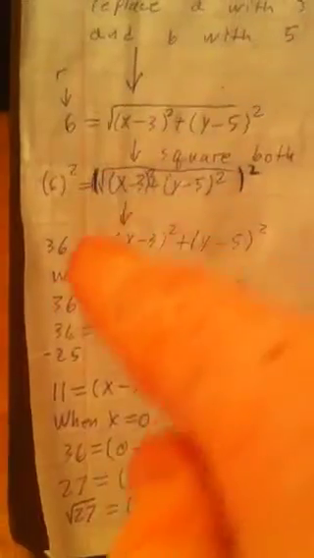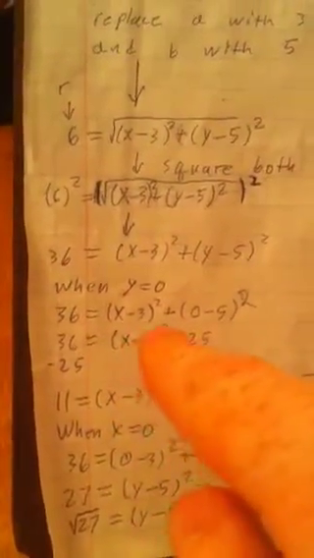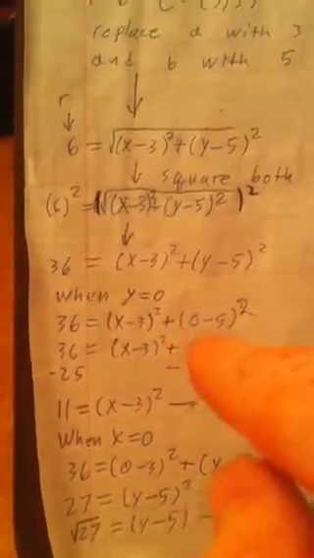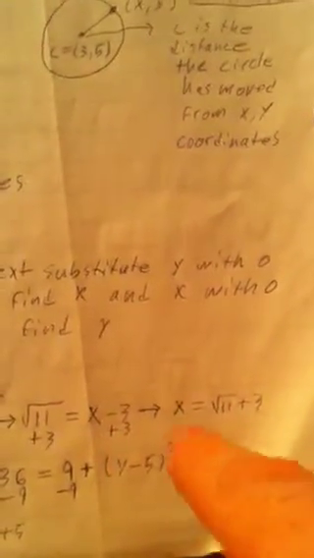So first we're going to do y is equal to 0. So here we have 36 is equal to (x minus 3) squared plus (0 minus 5) squared. Negative 5 squared is 25. You then subtract 25 from both sides. So now you have 11 is equal to (x minus 3) squared. You take the square root to get rid of that squared, and so you get square root of 11 is equal to x minus 3. You add 3 to both sides, and now you know what x is equal to. X is equal to square root of 11 plus 3.